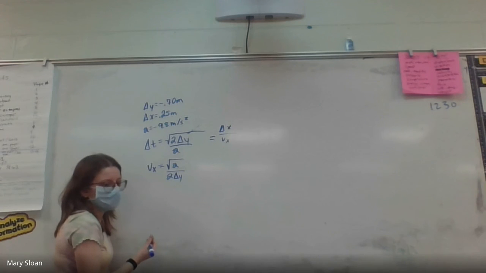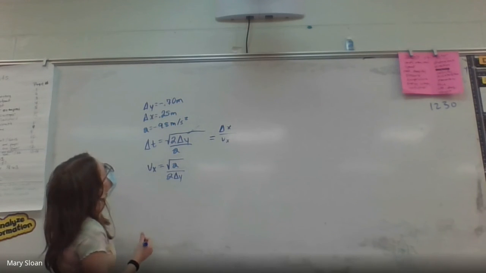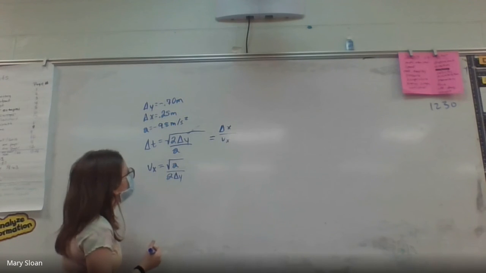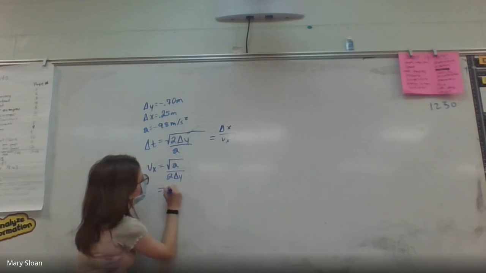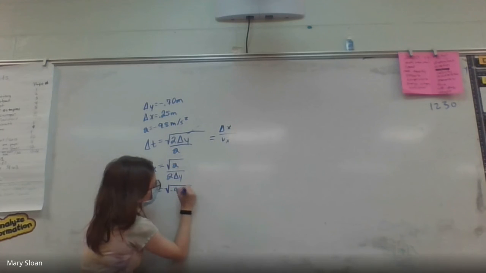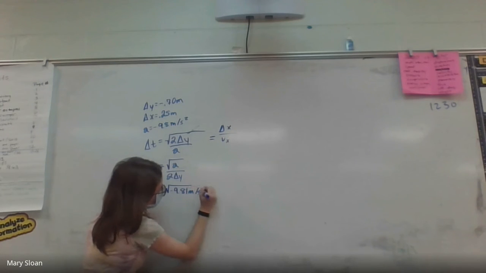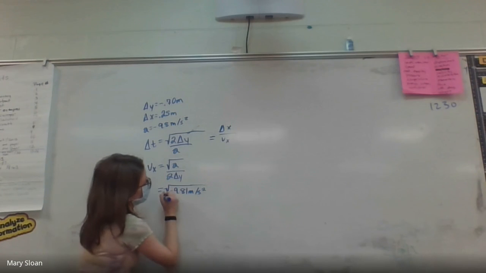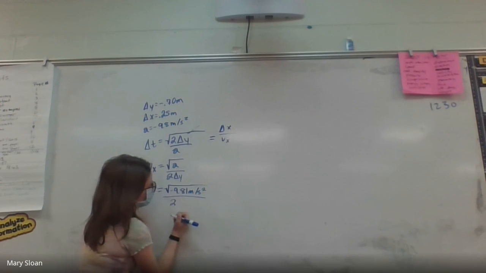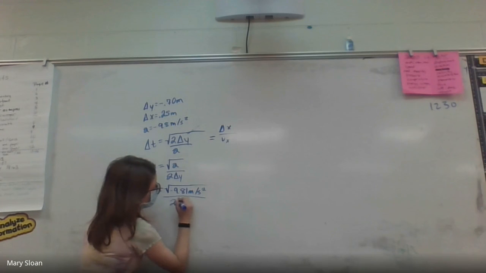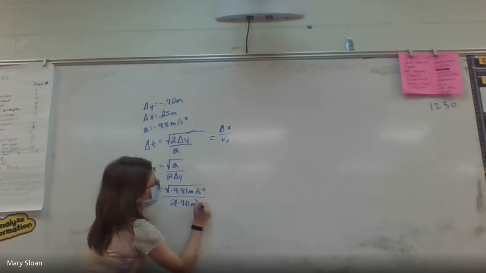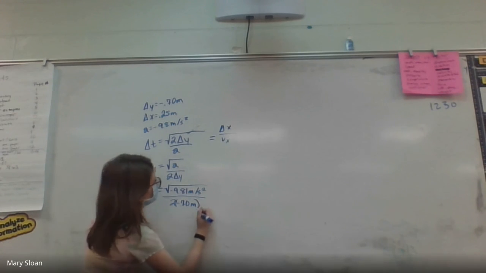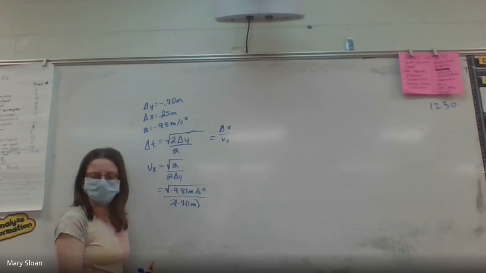Okay, so now, do we have all those variables? We got everything we need so far, right? Okay, so let's do the square root of negative 9.81 meters per second squared over 2 times negative 70 meters times 2.25.